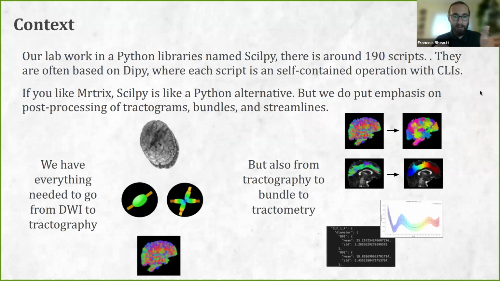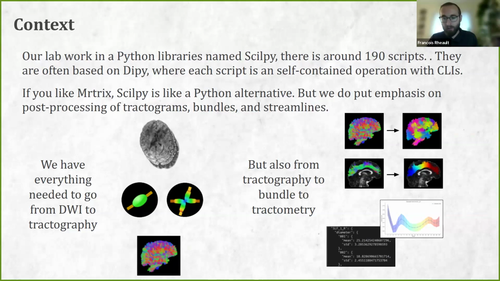They are available in the library called Scilpy, where we have around 190 scripts right now. They are often based on Dipy, but it's a library that provides scripts that are self-contained operations with CLI, command line interface. Also, if you know MRTrix, Scilpy is kind of a Python alternative, but we do put some emphasis on post-processing of tractograms, bundles, and streamlines.